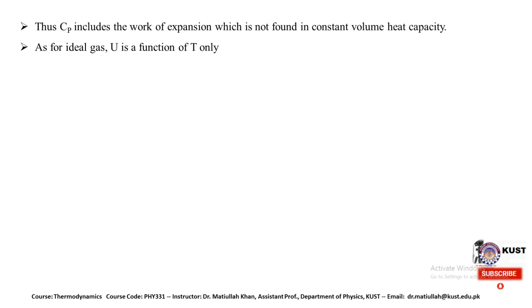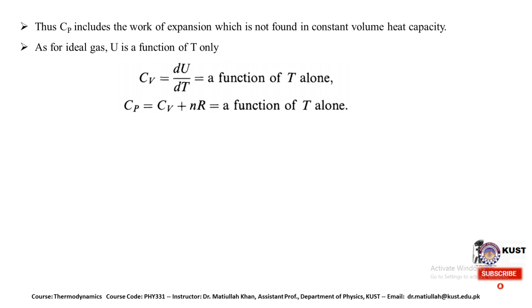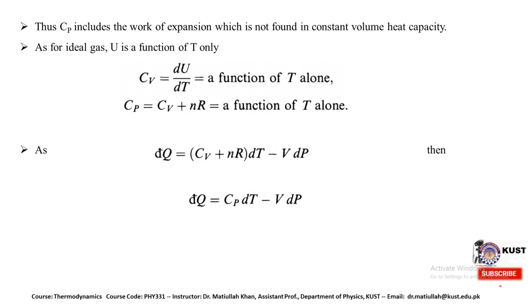So for an ideal gas, U, the internal energy, is a function of temperature only. So Cv is equal to du divided by dT, a function of T only, and similarly Cp is equal to Cv plus nR, also a function of T only. So we can write this equation as dq is equal to Cv plus nR into dT minus vdp. That is, dq is equal to Cp dT minus vdp.